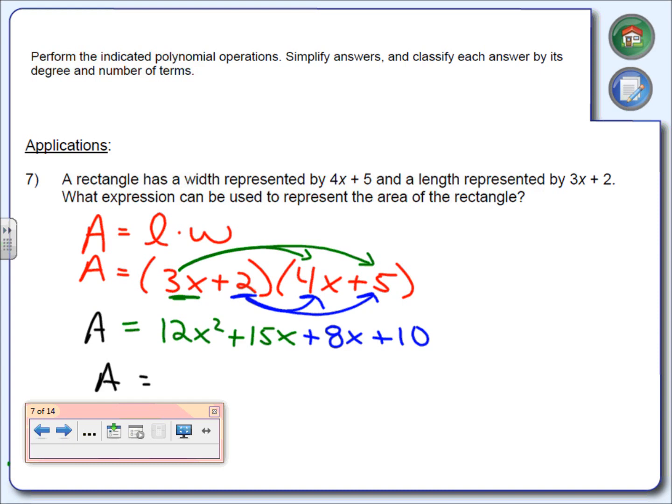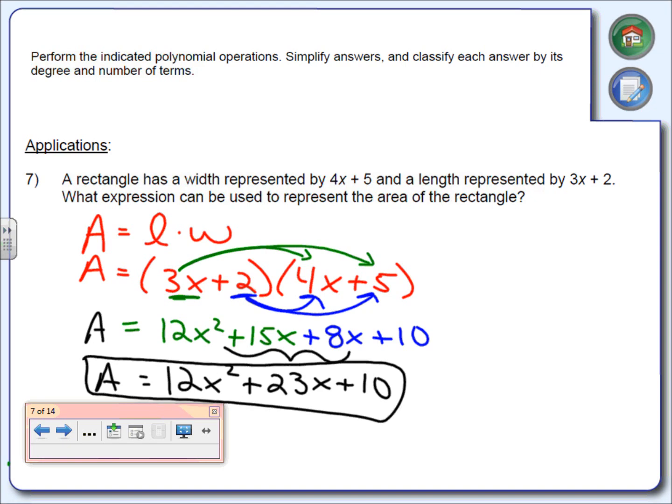But we're going to clean that up. We're not going to leave it like that. We have some like terms. These two in the middle right here are like terms. So if we were to put those together, what are we going to get? What was it? 23x. And of course, we still got the 10. So the area would be represented by this expression, 12x squared plus 23x plus 10. And we got that by multiplying the length times the width. So there's number 7.